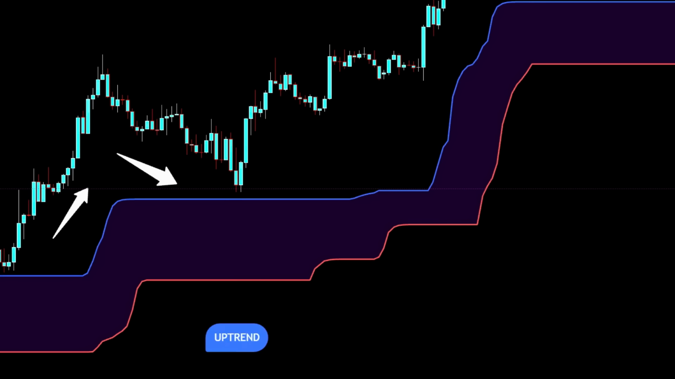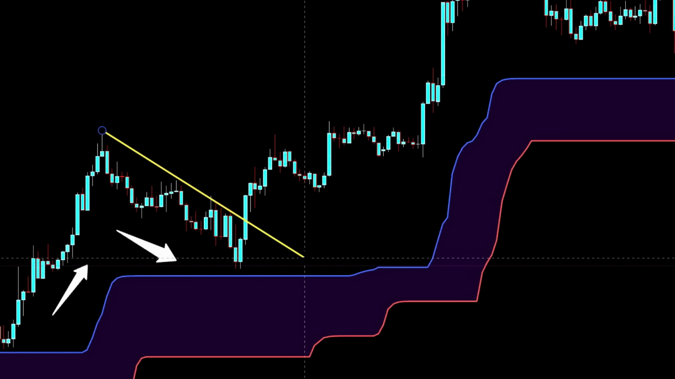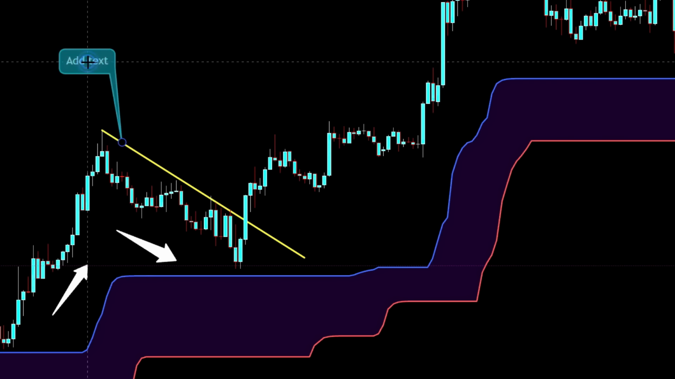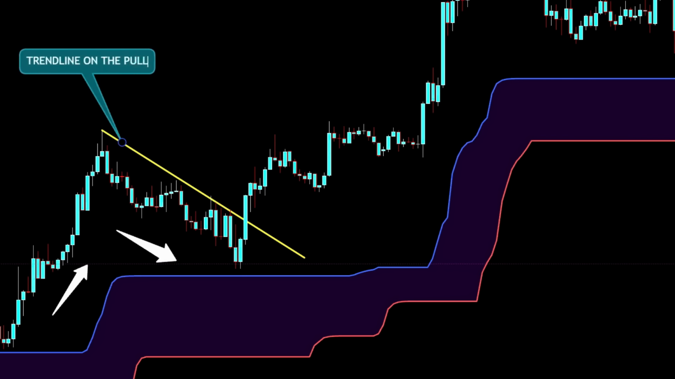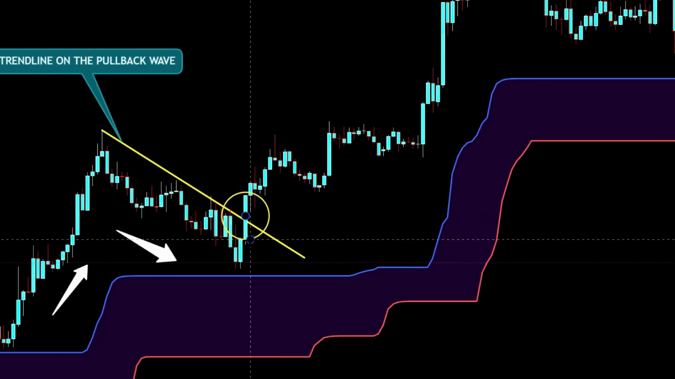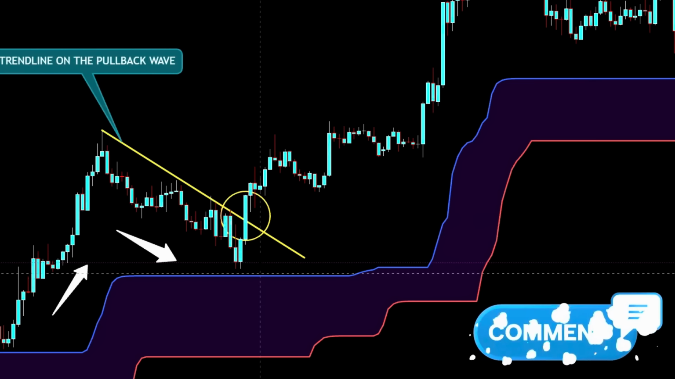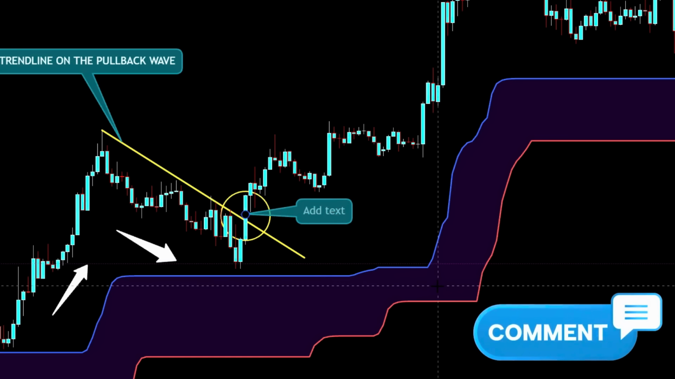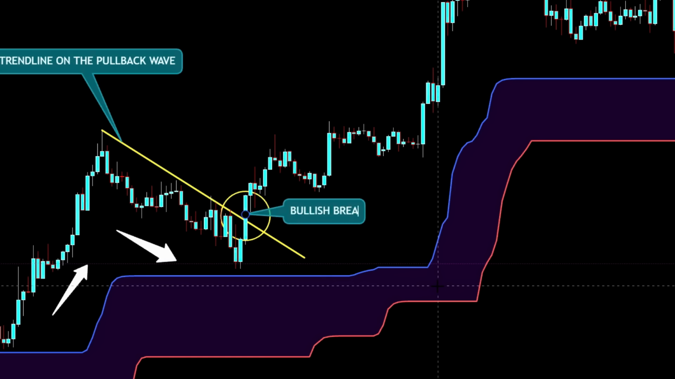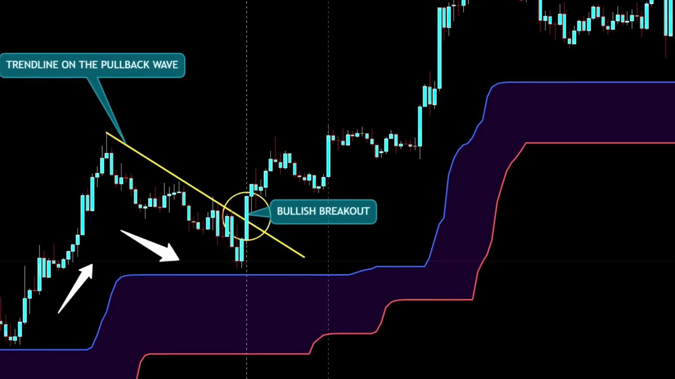Step 1. Mark the pullback trend line. The second the impulse stalls and price starts correcting down, connect the lower highs of that pullback with a line. Step 2. Wait for the break. And look, we do not enter on the pullback itself. That's how people get faked out. That's the mistake. We wait for price to close back above that trend line. That close is telling you the pullback is done. The next impulse leg is starting.